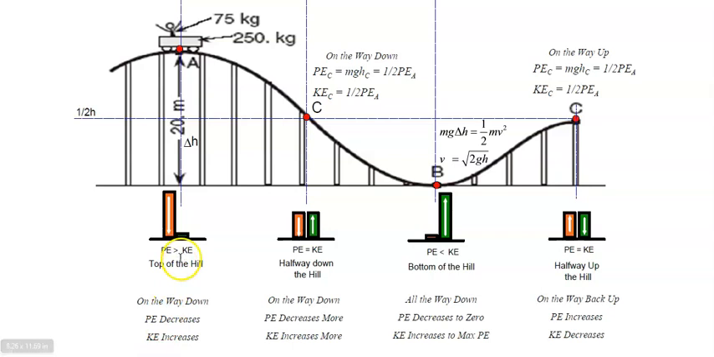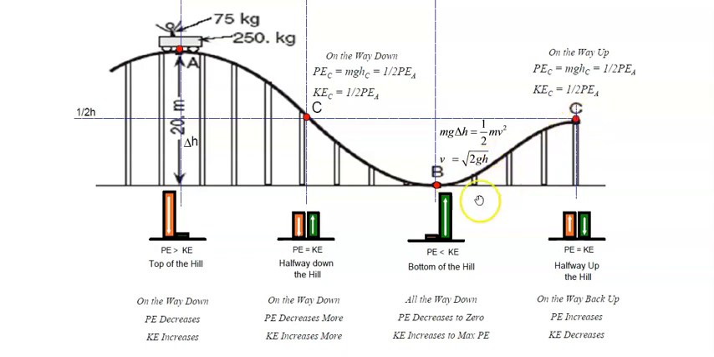So, at the top of the hill, the potential energy, which is at its maximum, will then decrease on the way down, and it will be transformed into kinetic energy as the roller coaster car gains speed. And you can see at the halfway point that the potential energy has decreased somewhat, and of course the kinetic energy has increased by the same amount as the potential energy decreases. And then at the bottom you can see that all of the potential energy has converted into kinetic energy.